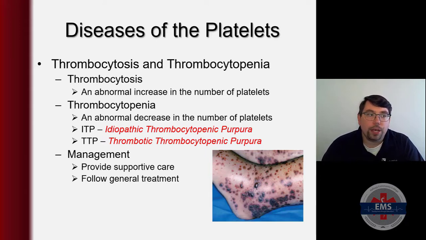There is what's called acute idiopathic thrombocytopenic purpura, or ITP. This results from the destruction of platelets by the immune system. It is most commonly seen in children following a viral infection.